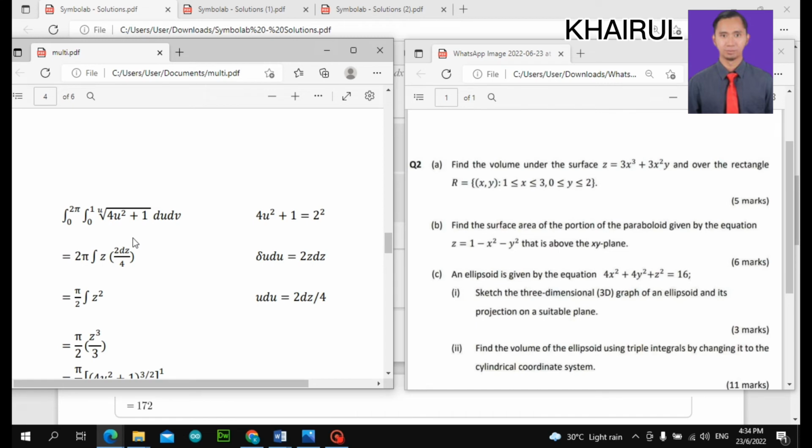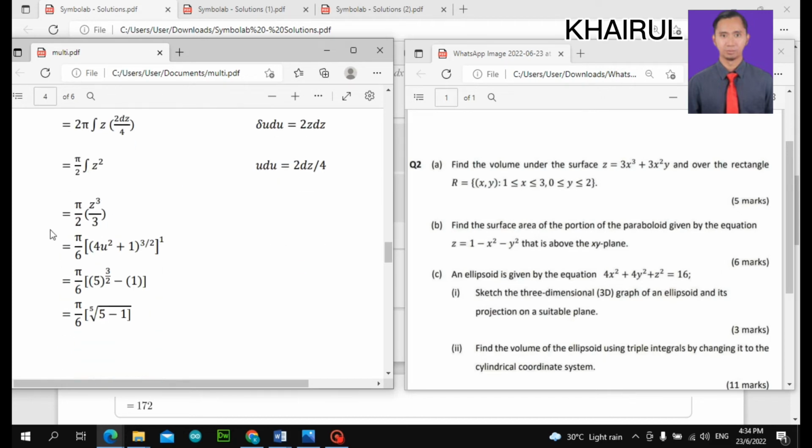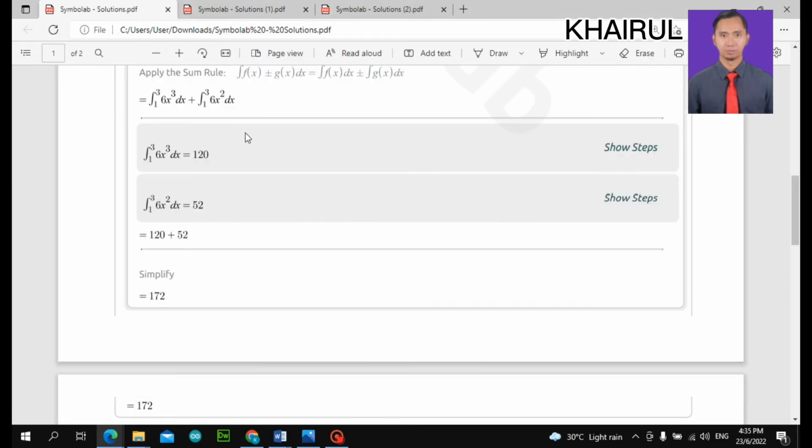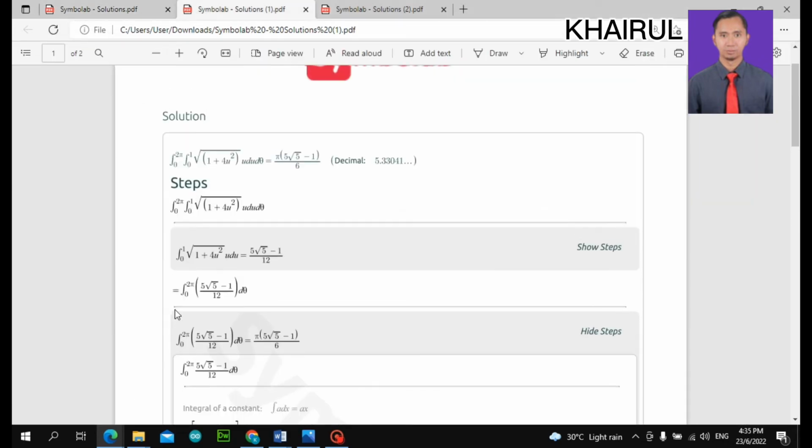And next we use the double integral from 0 to pi, 0 to 1, and we put the answer from the above, square root u, 4u squared plus 1 du dv, and the answer for question B is pi over 6 times square root 5 pi minus 1. And using the Simulab, the answer is the same as the manual calculation.